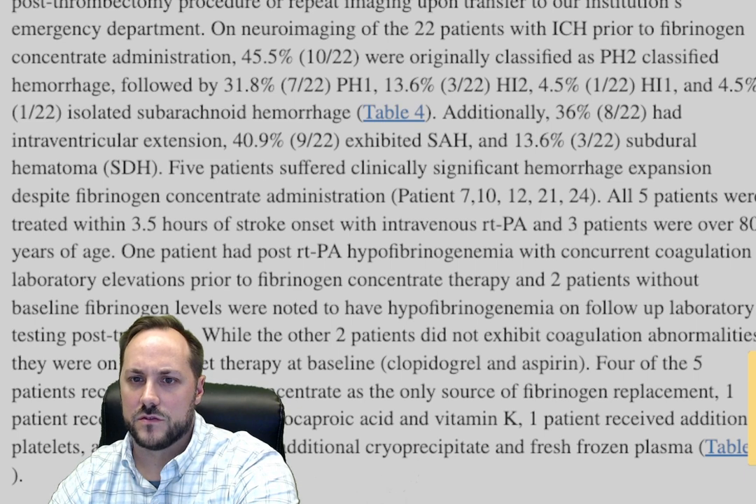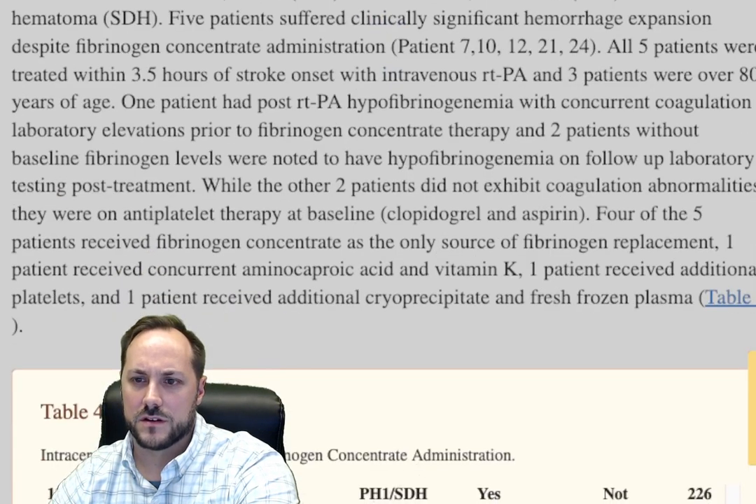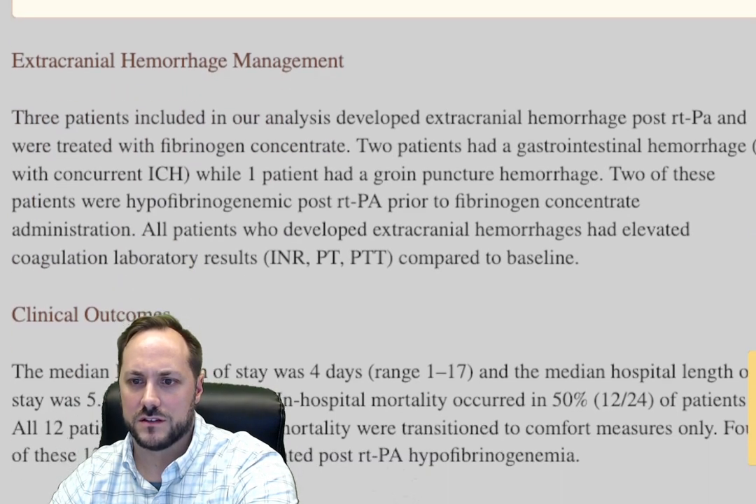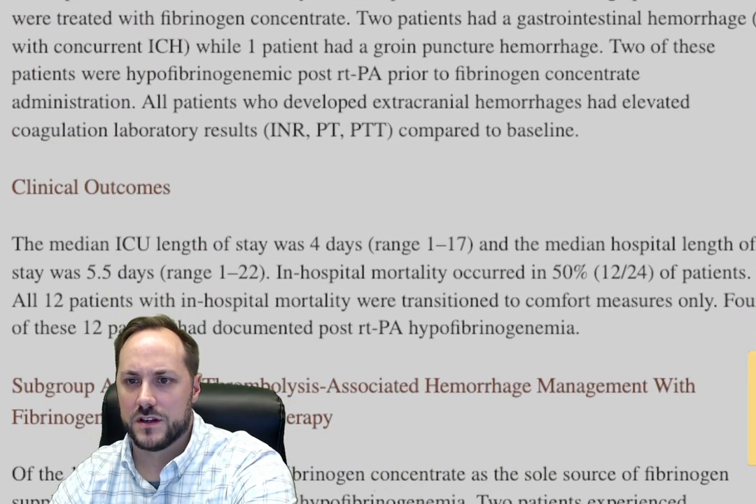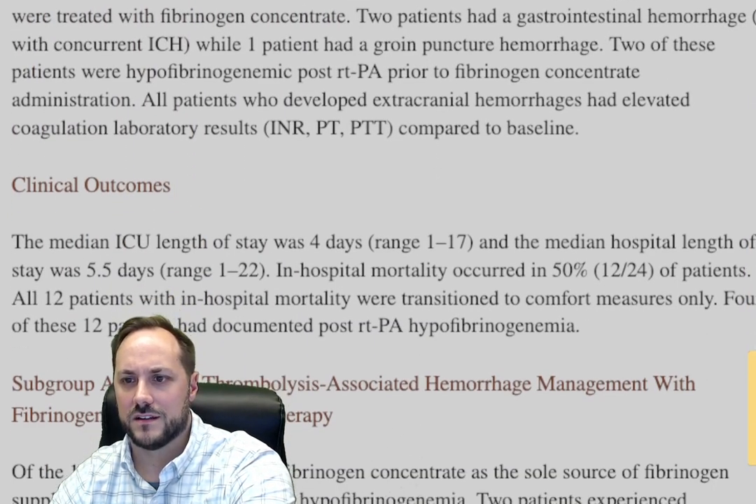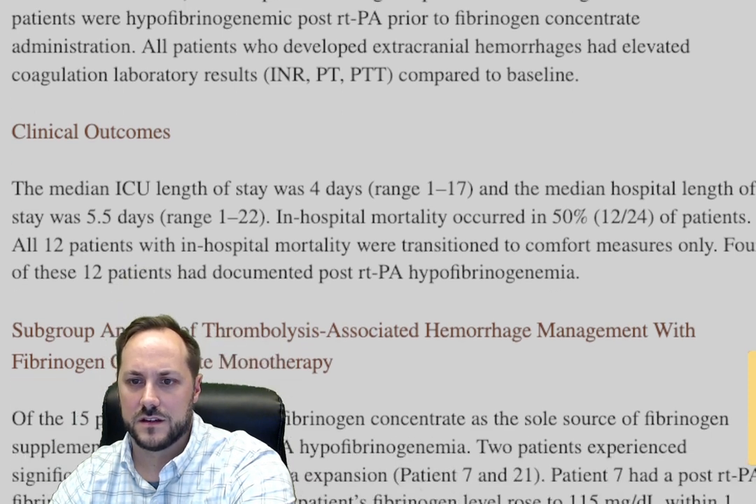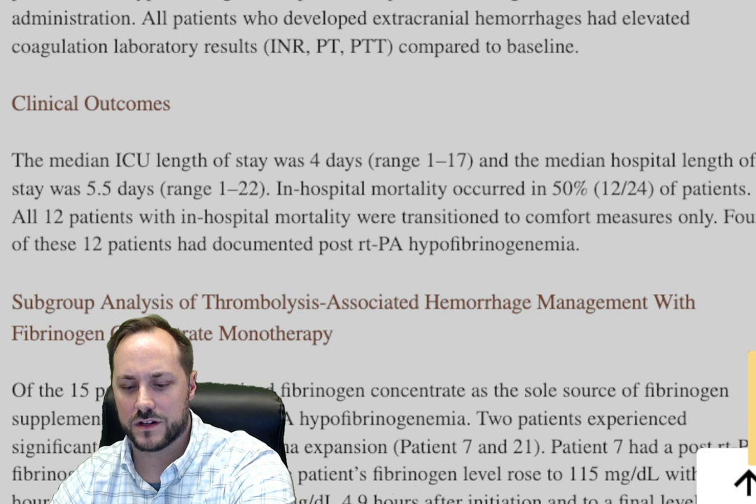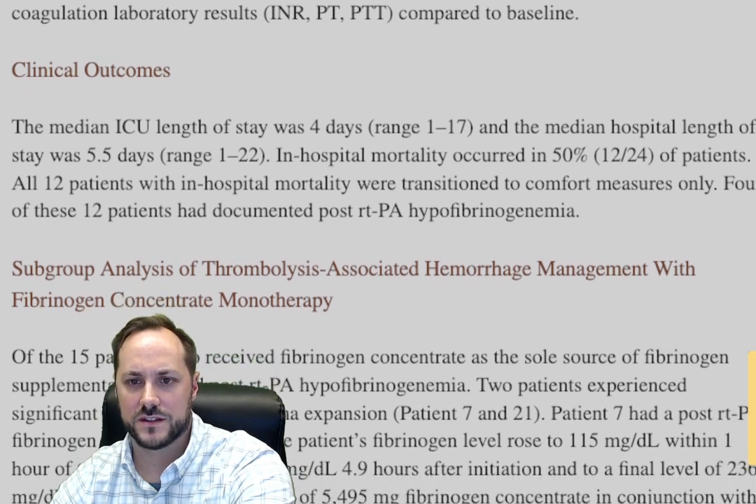And they were finding that overall, these people that had hemorrhage had an in-hospital mortality of 50%. So that's something to keep in mind, that even though we're going to correct blood pressure and fibrinogen levels, still half of these people with symptomatic hemorrhage are going to die in the hospital.